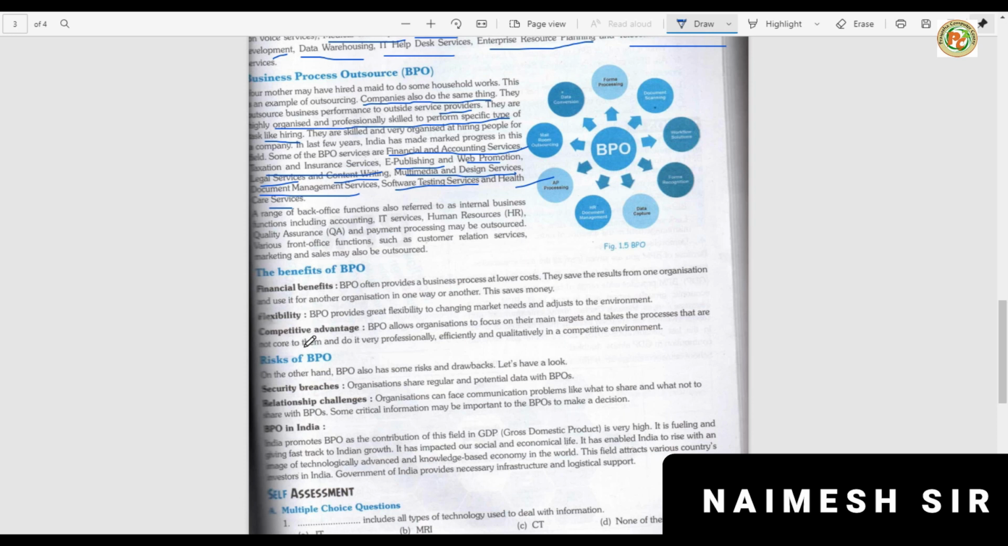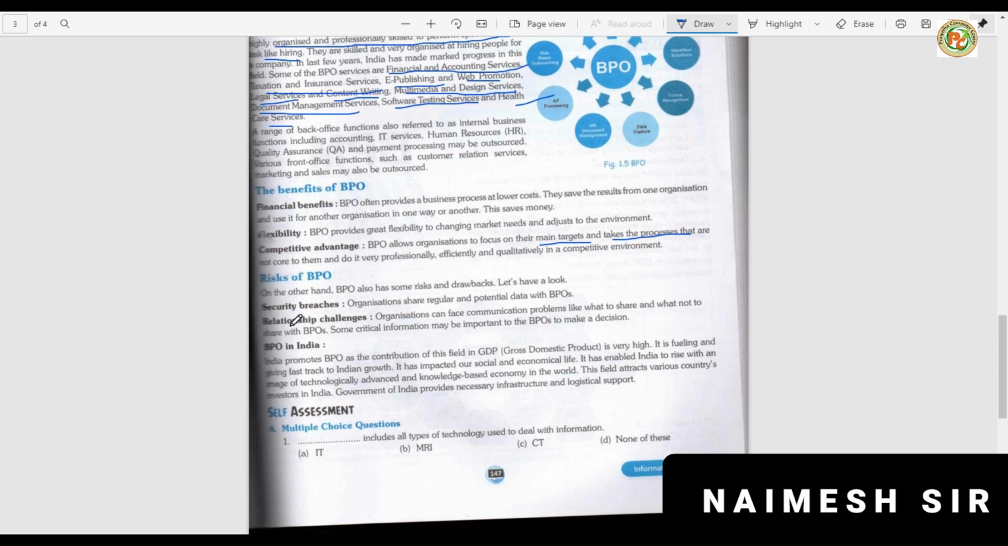Second is flexibility. Flexibility means it provides flexible work; they can do it anytime. BPO provides great flexibility to changing market needs and adjusts to the environment. They can change according to the market. Third is competitive advantage. BPO allows organizations to focus on their main target and hands over the processes that are not core to them, so they remain efficient and qualitative in the competitive environment.